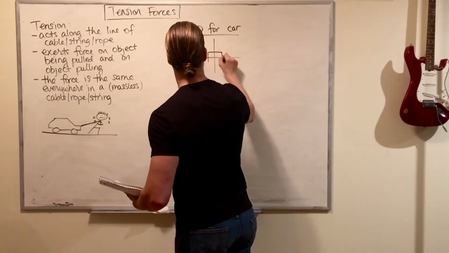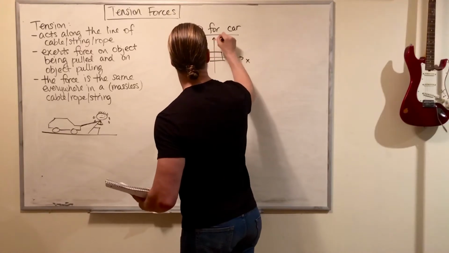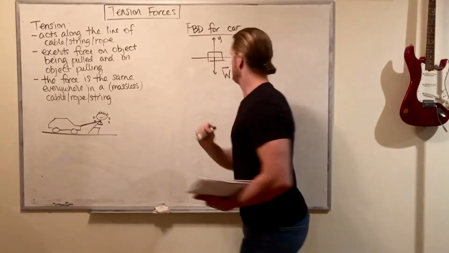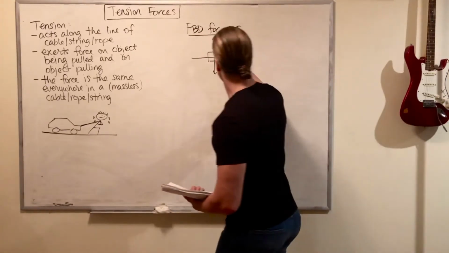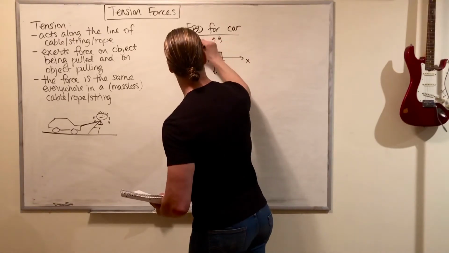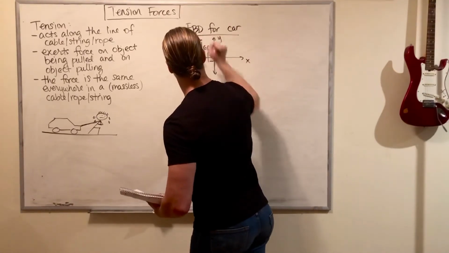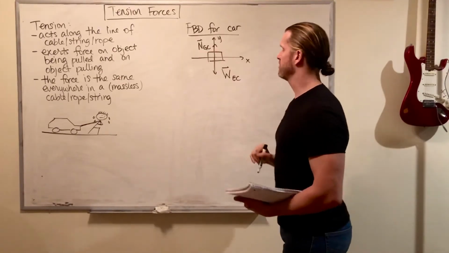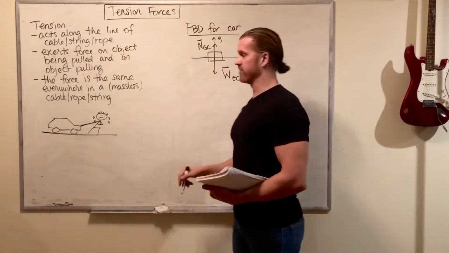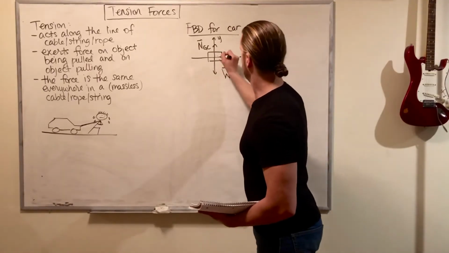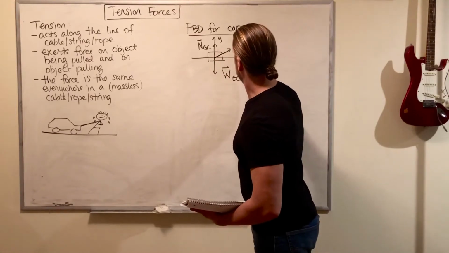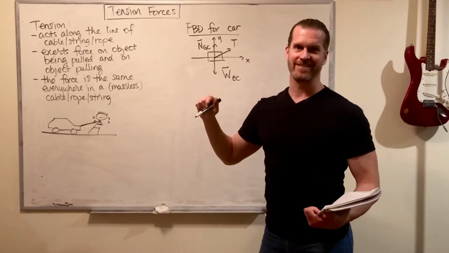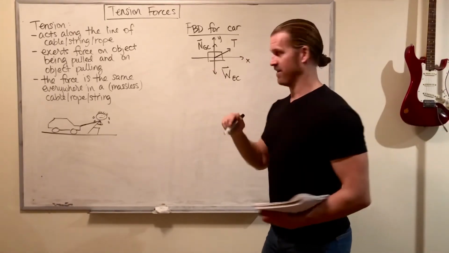If our car is our object of interest, obviously it's experiencing gravity force from the earth pulling down. It's experiencing a normal force from the ground. So gravity force of earth on car, normal force of ground on car. And now there's the tension force. That tension force is not caused by the person. The tension force comes from the rope.